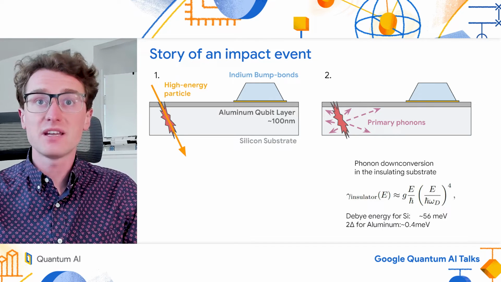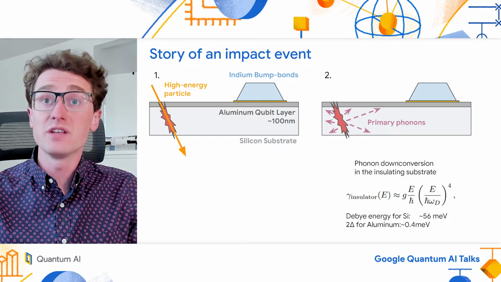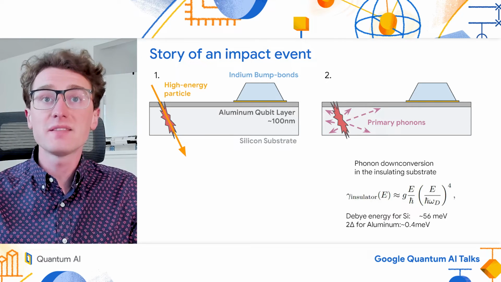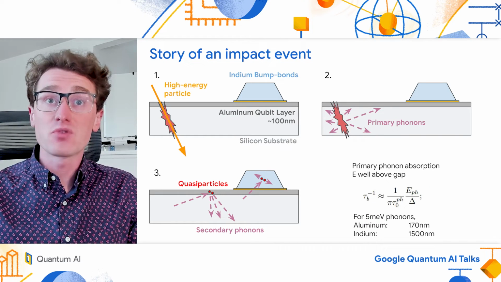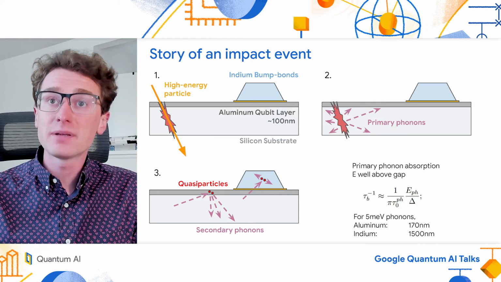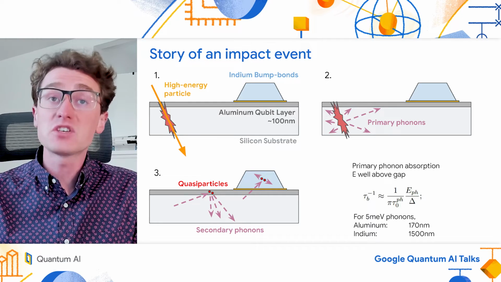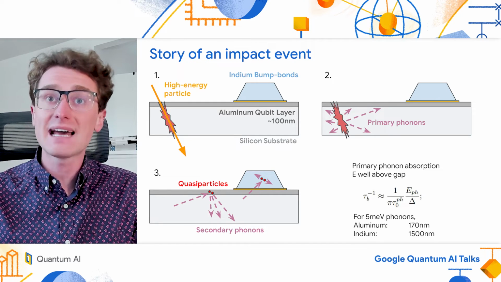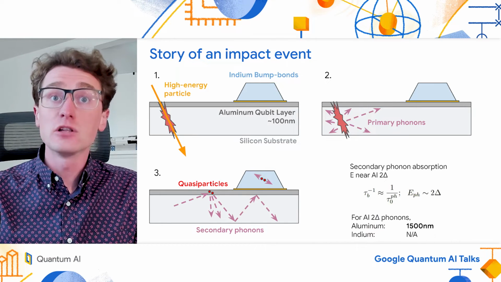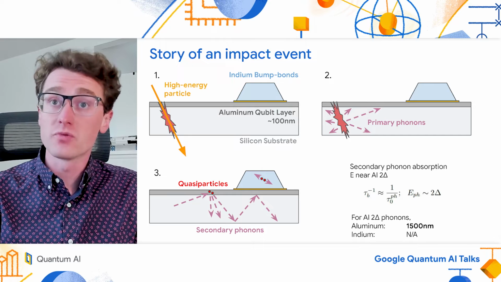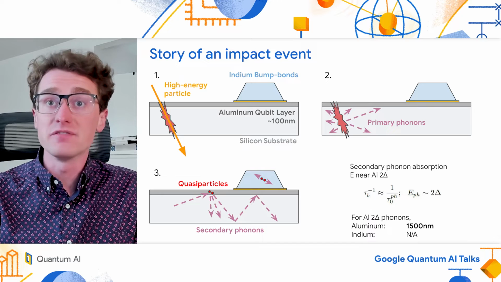So very quickly, the deposited energy scatters into high-energy primary phonons. Now, the primary phonons do down-convert in the substrate to near the Debye energy, but in silicon, that's still 2 orders of magnitude above the superconducting gap for aluminum. And that means when the primary phonons hit the superconducting layer, they're rapidly absorbed, breaking up superconducting Cooper pairs and producing quasiparticles. Now, these quasiparticles have a lot of energy, and so they scatter out secondary phonons as they cool down towards the superconducting gap. These lower energy secondary phonons have a lower absorption rate, which allows them to bounce across the whole chip very quickly, spreading energy rapidly throughout the device.